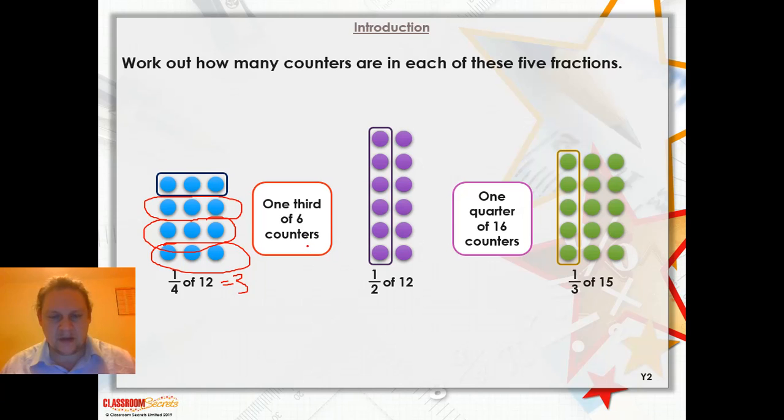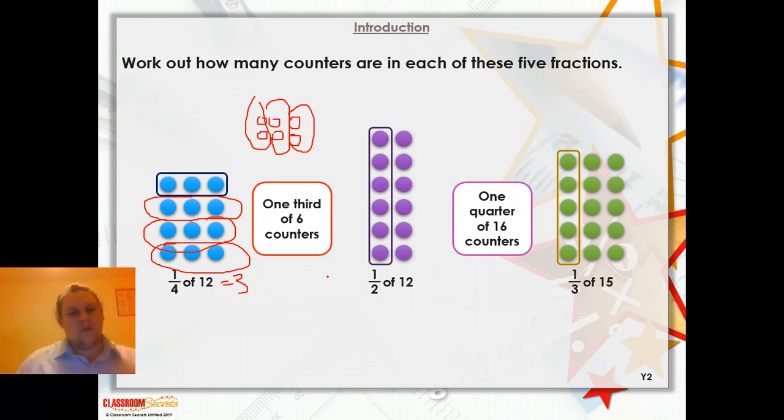1/3 of 6 counters. Okay, we've got to work this one out. Let's draw 6 counters. 1, 2, 3, 4, 5, 6. We need, for thirds, 3 equal groups. There's 1, there's 2, there's 3. So 1/3 of 6 counters is going to equal how many are in each of our 3 groups? 2.